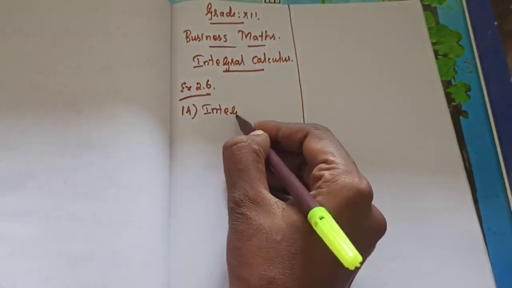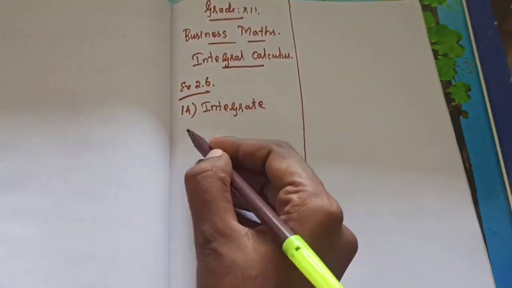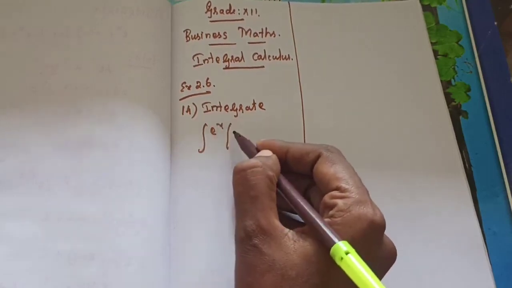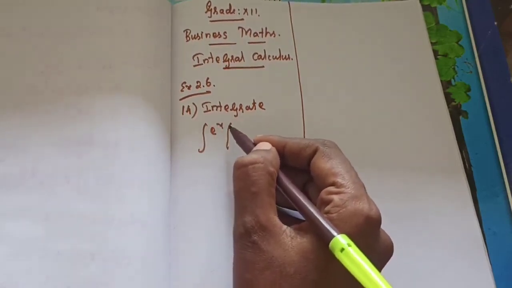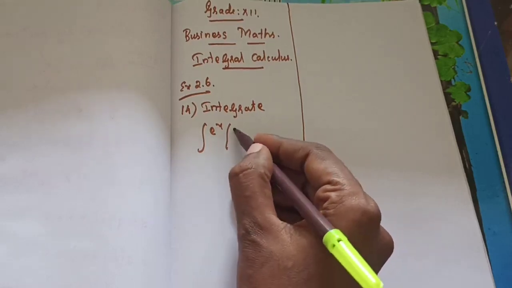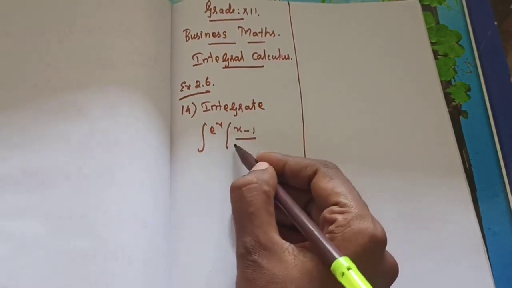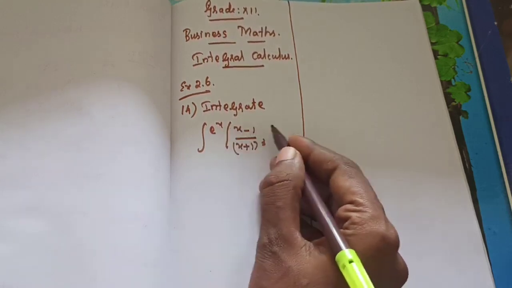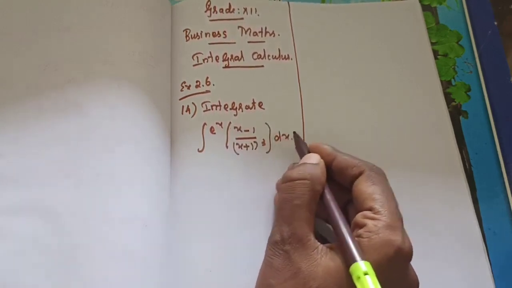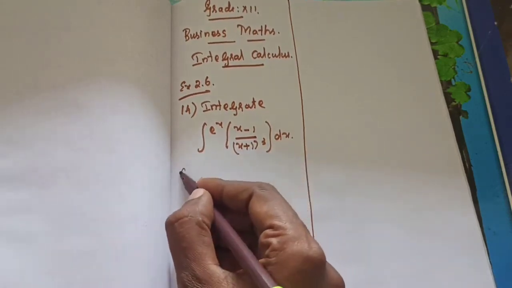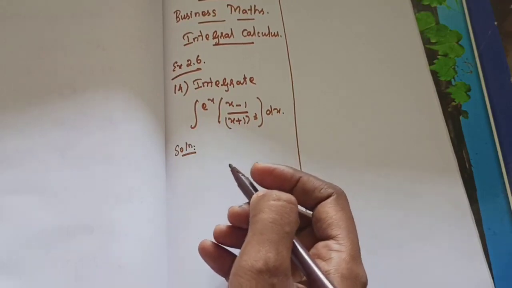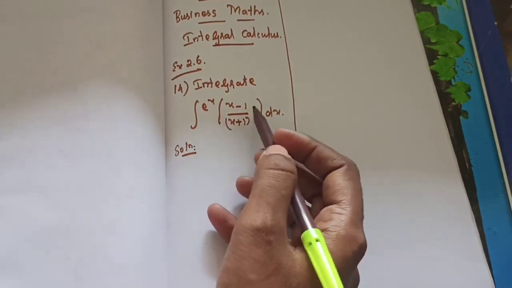Integrate the integral of e power x into (x minus 1) divided by (x plus 1) the whole cube dx. Okay. So solution. Seeing this one we come to know e power x into something.